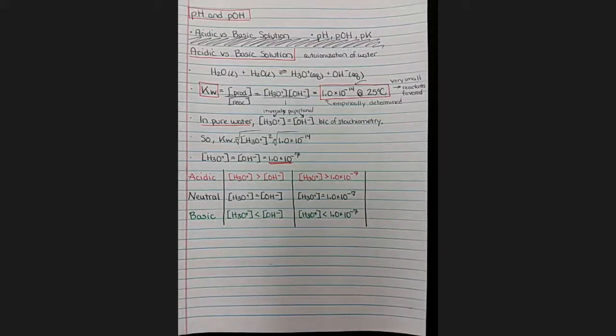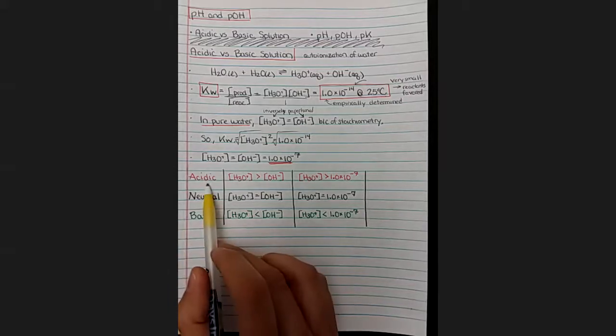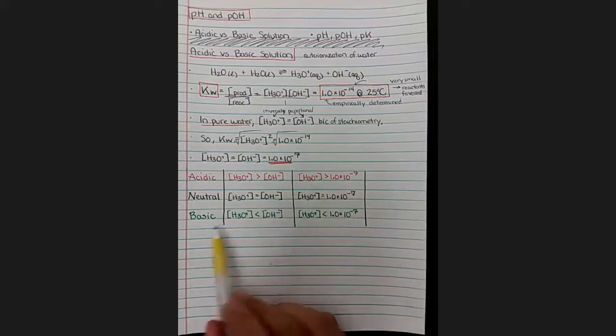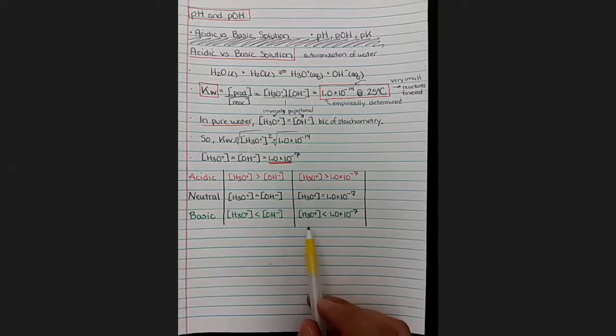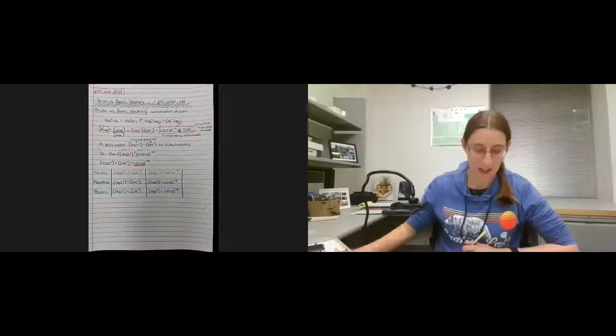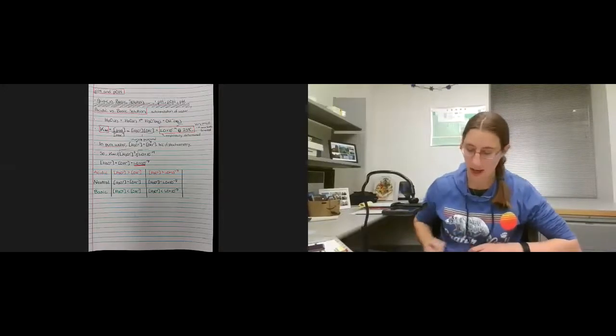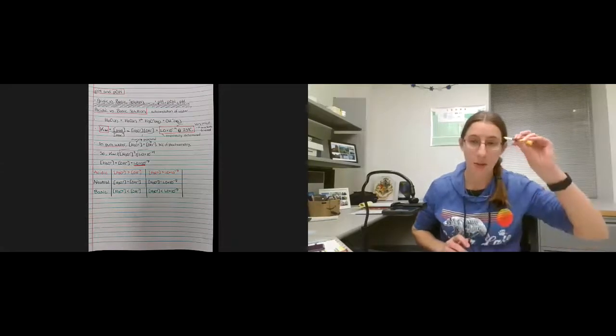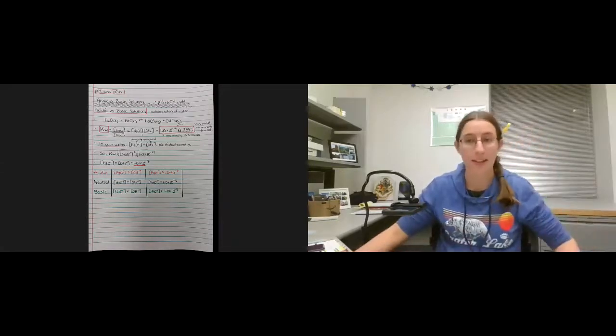Okay, so we've officially defined an acidic solution as one with more than 10 to the negative 7th concentration of hydronium, and a basic solution having a hydronium concentration of less than 10 to the negative 7th. In the next video, we'll talk about how to turn these numbers into pH numbers and how to use that to express how acidic or basic something is.